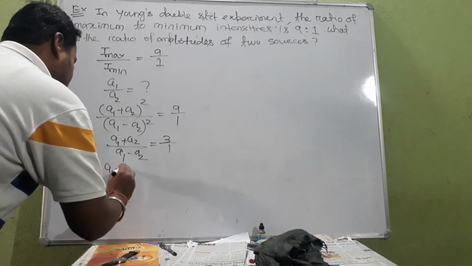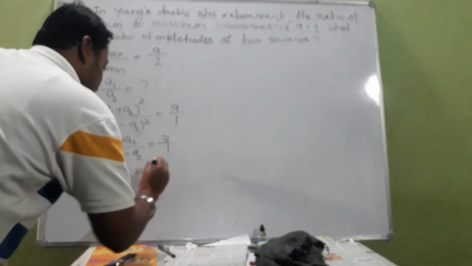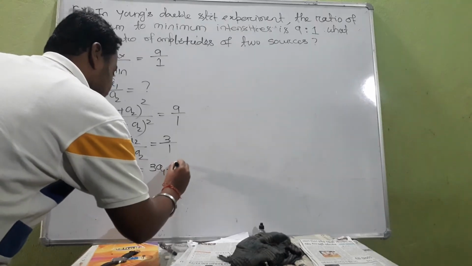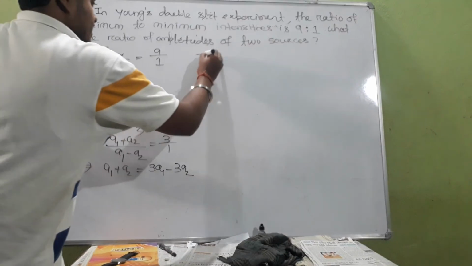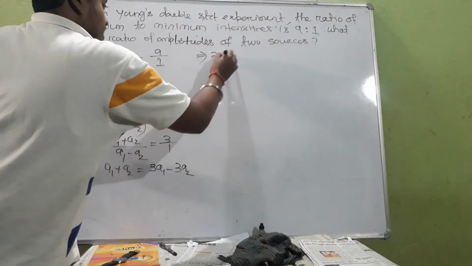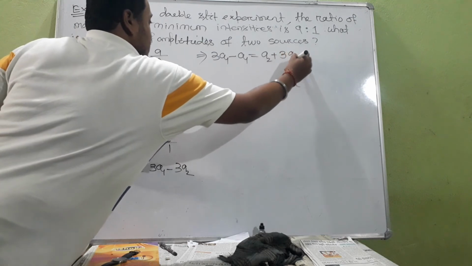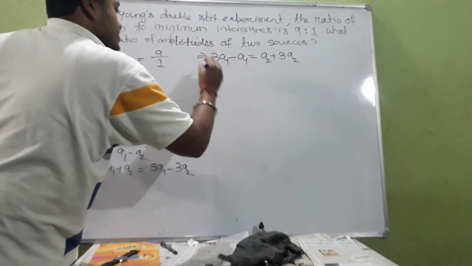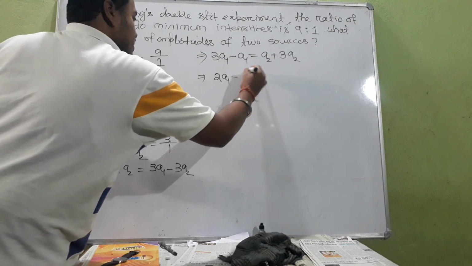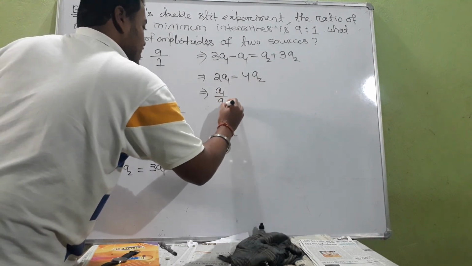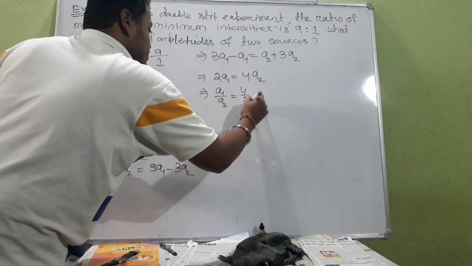So by cross multiplication we will get A1 plus A2 is equal to 3A1 minus 3A2. That implies 3A1 minus A1 is equal to A2 plus 3A2. So 3A1 minus A1, this is 2A1, is equal to 4A2. So A1 by A2 will be 4 by 2, which is equal to 2.